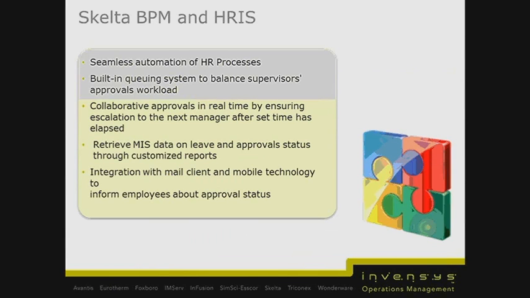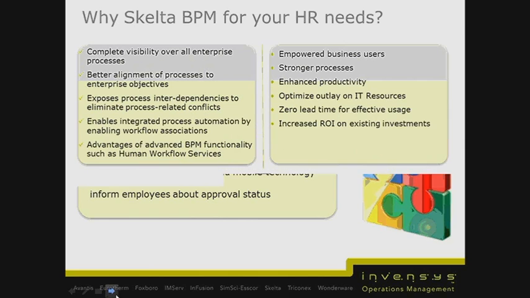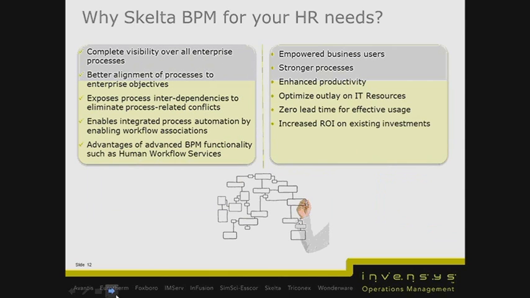So Skelta BPM and the Human Resource Information System. Valuable MIS on leave and approval status is possible through customized reports. Reports can be customized to show how many leaves an employee has availed, and in the event of leave being applied, the status of the approval can also be shown in the report itself. Tracking is possible, and you can go ahead and send notifications to employees on status of their leave, when they are expected back, and if their leaves are rejected, a specific reason.